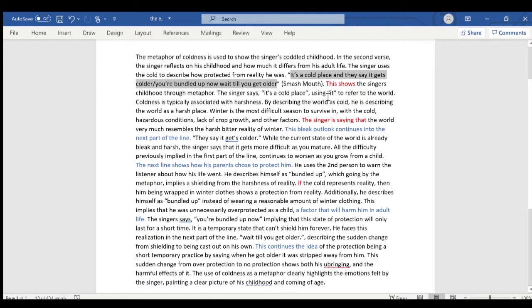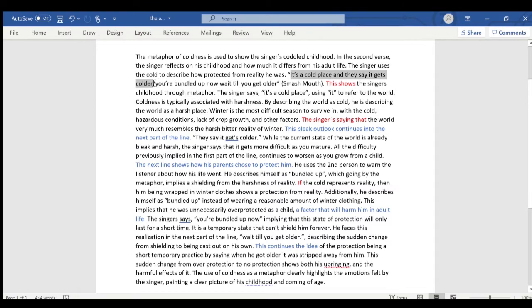I showed how I continue into the next line with the blue. First off, I break this first line into two parts: "it's a cold place," "they say it gets colder." What I do here is I say, you know, it's a cold place. So basically I set up, here's what the metaphor means.